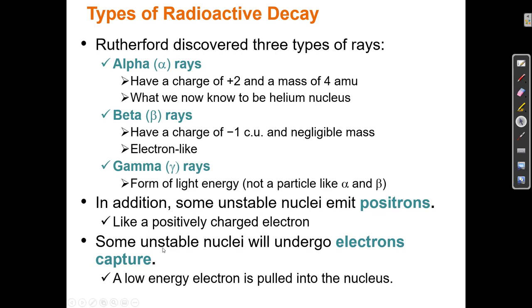Some unstable nuclei will undergo electron capture. That's another type of radioactive decay, which involves the nucleus actually pulling in an electron that's orbiting the nucleus. It gets pulled into the nucleus and converted to a nuclear particle, which will stabilize the nucleus.